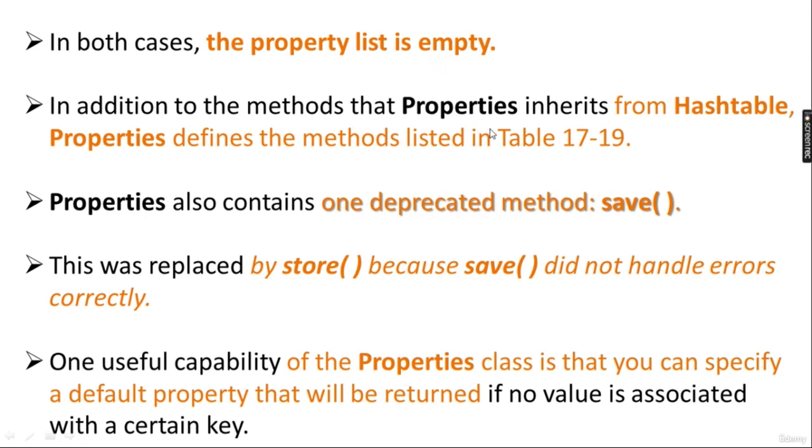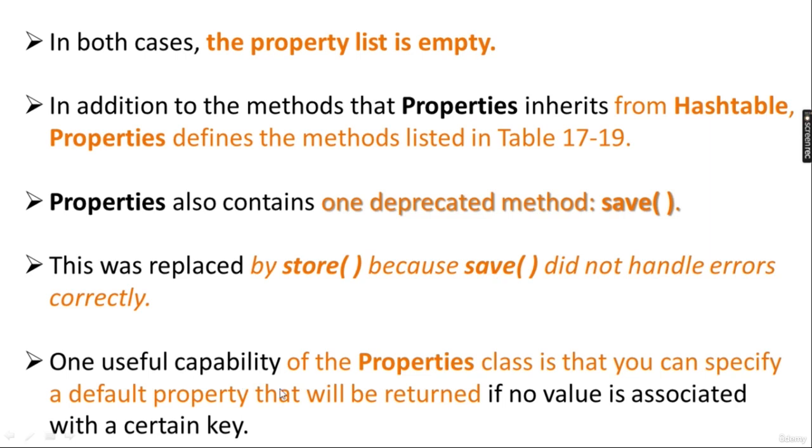In addition to the methods from the Hashtable class, its own methods we will see in the table. Properties also contains one deprecated method, save. This was replaced by store because save did not handle errors correctly. Okay. Did not handle errors correctly is the main thing, because it was handling errors but not correctly. So it was replaced by store, and so this save method is deprecated.